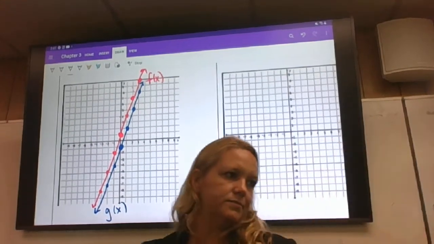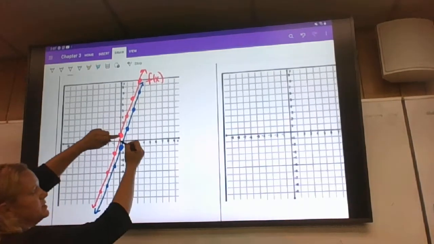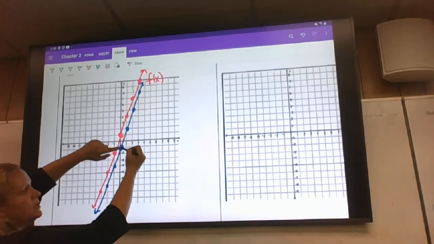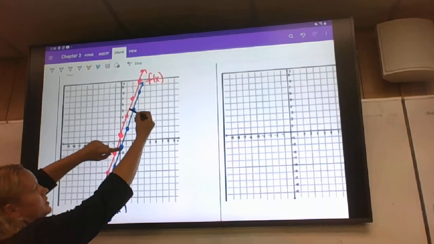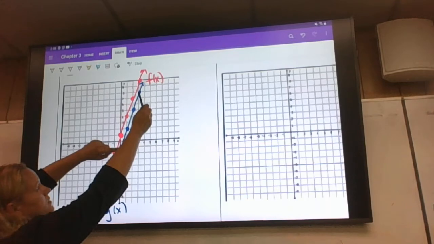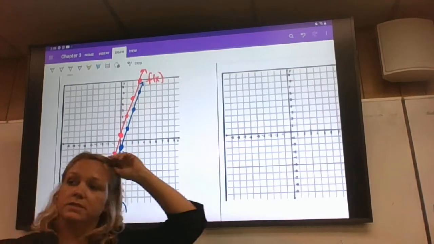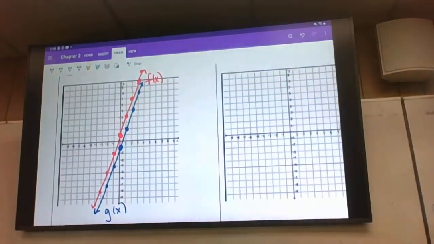I do it the whole time. So from here, I went down 2. And then I counted up 1, 2, 3 over 1. If you feel good and you're ready, try number 2.